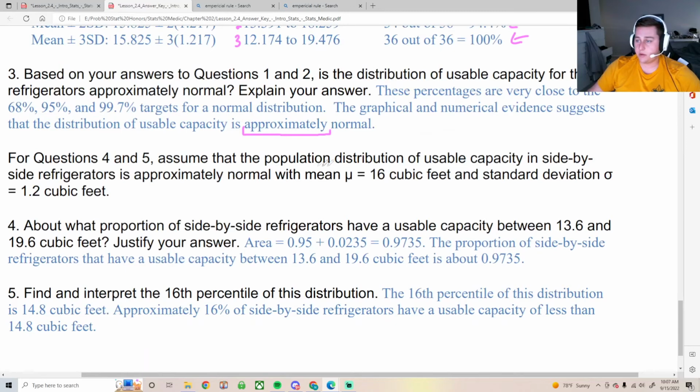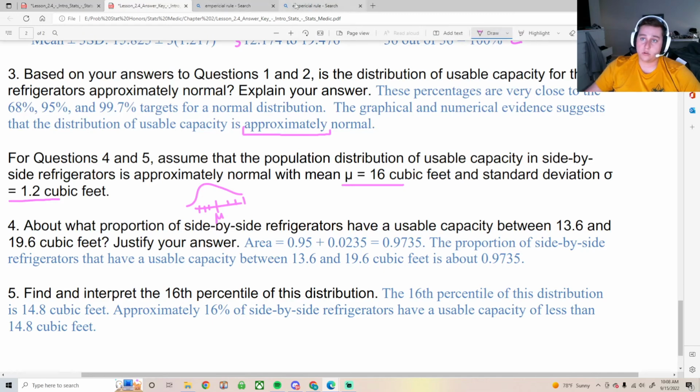Questions 4 and 5. Assume the population of usable side-by-side refrigerator capacity is approximately normal with a mean of 16 and a standard deviation of 1.2. Okay, so what this is saying is take out a separate sheet of paper and draw yourself one of these. That's a terrible one, but draw yourself one of these, put the mean in the middle, and then count up 3 and down 3. And now you can answer these questions here. So, about what proportion of side-by-side refrigerators have a usable capacity between blah, blah, blah, and blah, blah, blah.